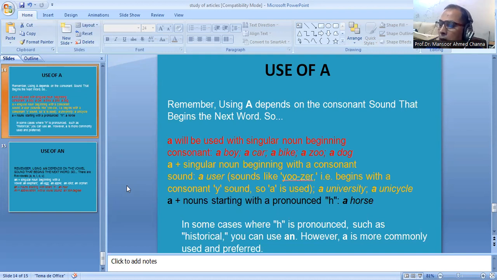Third, a is used with a noun starting with a pronounced H. Horse, house, a horse. In some cases where H is silent, such as historical, you can use an. Historical, H is silent. However, a is more commonly used and preferred.